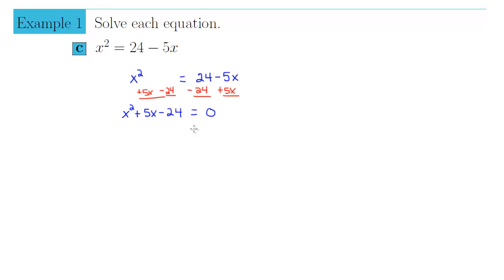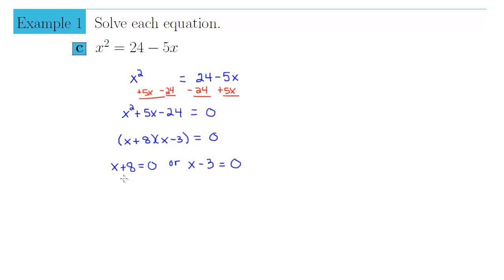The next thing we need to do is get a product on the left. That is, factor the polynomial on the left side of this equation. X squared plus 5x minus 24 factors as x plus 8 times x minus 3. We have x plus 8 times x minus 3 equals 0, and we're all set up to use the zero factor principle. Set each factor equal to 0. That is, x plus 8 is equal to 0, or x minus 3 is equal to 0.